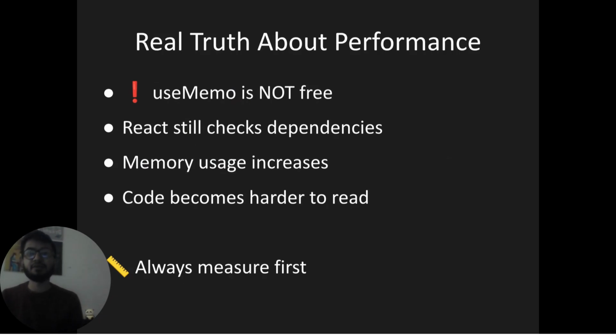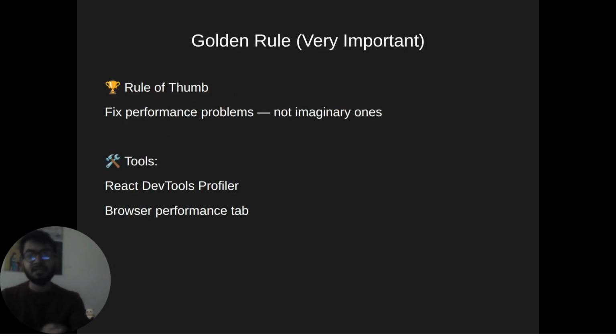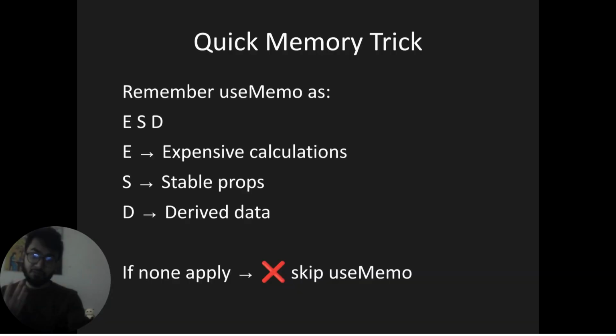Well, the real truth about performance is that useMemo is not free. React still checks dependencies, memory usage increases, and code becomes harder to read. So always measure the performance first, then use useMemo in the proper place. The golden rule, which is very important, is to fix real performance problems, not imaginary ones. You can use the React DevTools Profiler, the browser performance tab, and Lighthouse for measuring the performance, so that you can decide whether you need useMemo or not.